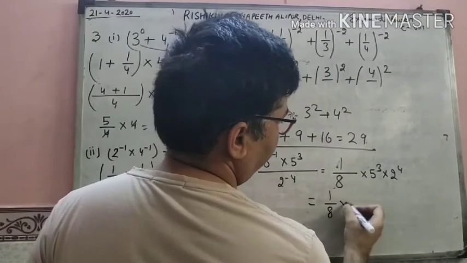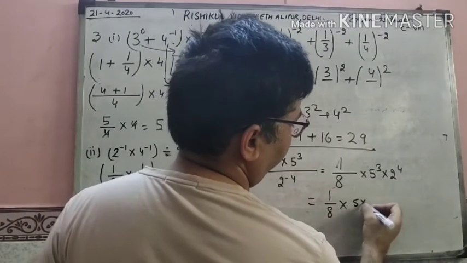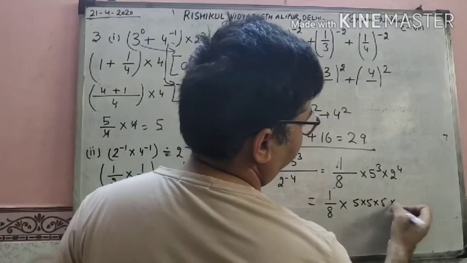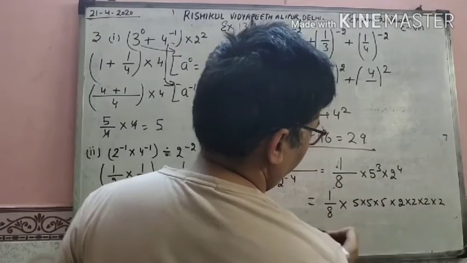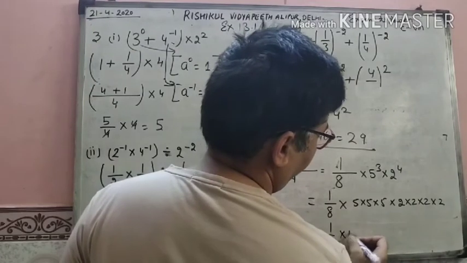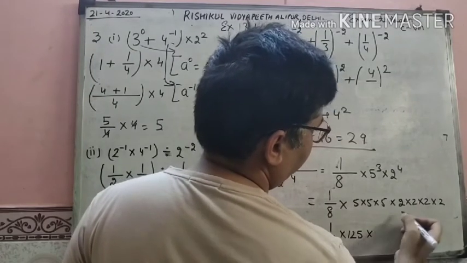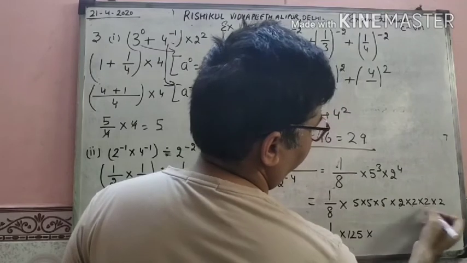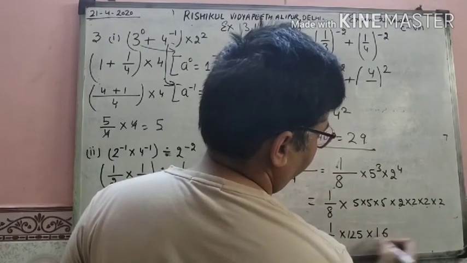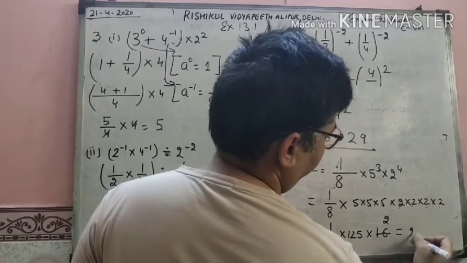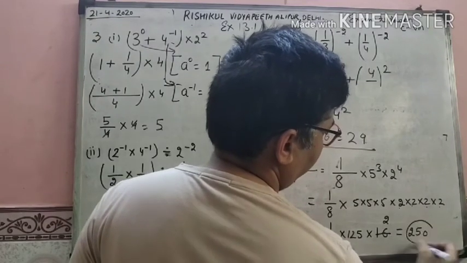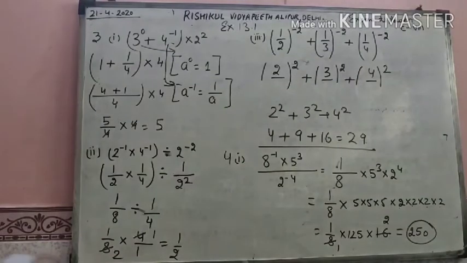So what can we write? 5 raised to power 3 means 5 into 5 into 5, and 2 raised to power 4 is 2 into 2 into 2 into 2, which is 16. So 1 by 8 into 125 into 16. 16 divided by 8 is 2. 125 into 2 is 250. The result is 250. Any doubt, students?